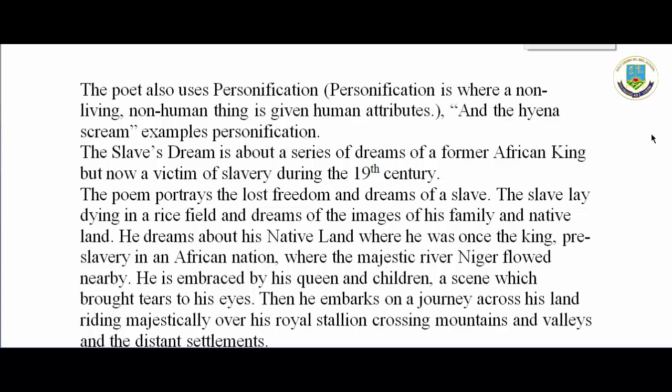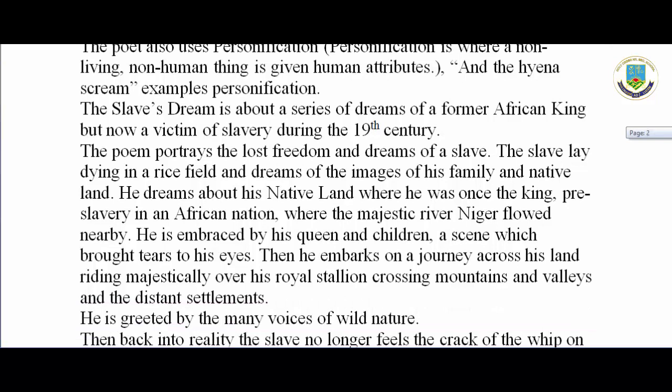Now, coming to the poem itself, "The Slave's Dream" is about a series of dreams of a former African king who is now a victim of slavery during the 19th century. Okay, the poem talks about the dreams of a former African king who was captured and brought to America to work as forced labor during the slavery period in America in the 19th century.